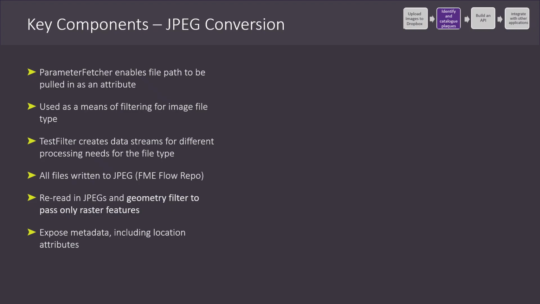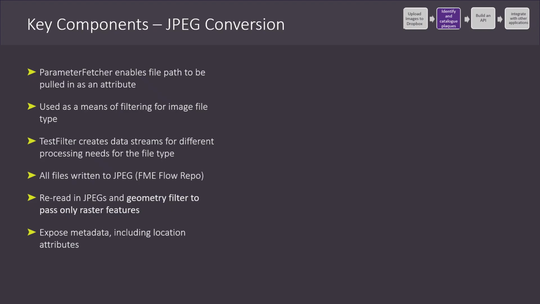It's the test filter that then takes this, and we can test for the values of the file extension, and those different data streams then take on their own processing and their own manipulation to get it in the correct structure that we need.